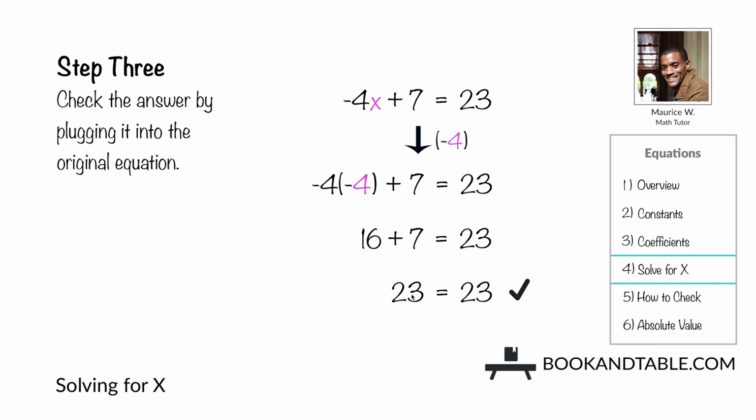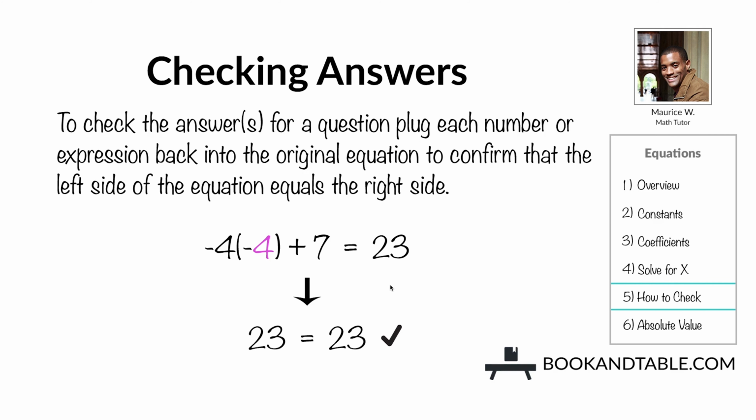So this confirms the value on the left side is the same as the value on the right side, which means our answer, x is equal to negative 4, is in fact correct. Okay? So that is how you check the answers when you solve an equation. Plug each number or expression back into the original equation to confirm that the left side of the equation equals the right side.